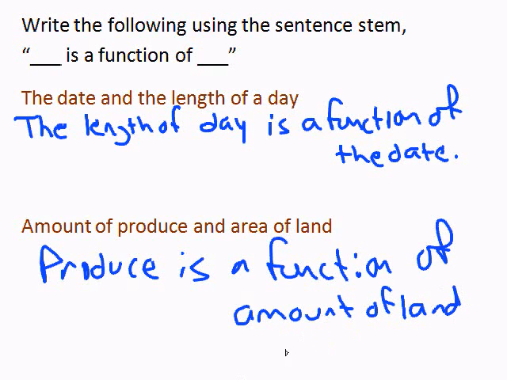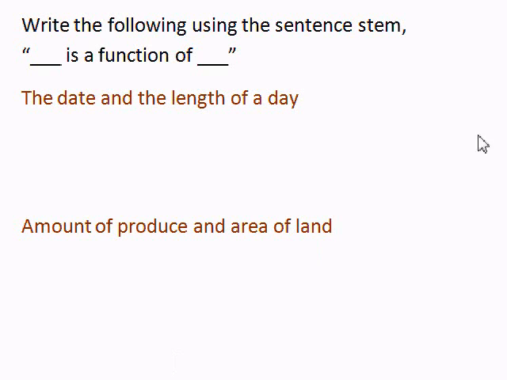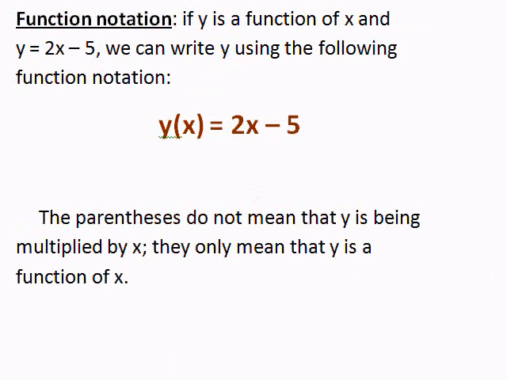Or the area of land. We're now onto our last vocabulary word, which is function notation. If y is a function of x, so in other words, y is going to depend on x, and y equals 2x minus 5, we can write y using the following function notation. y(x) = 2x minus 5.